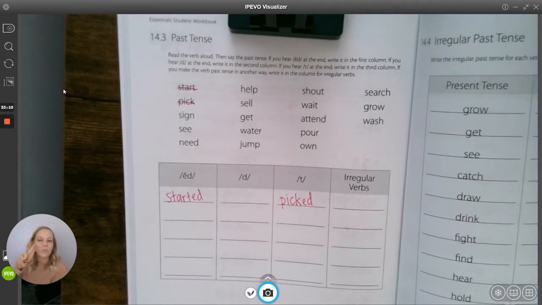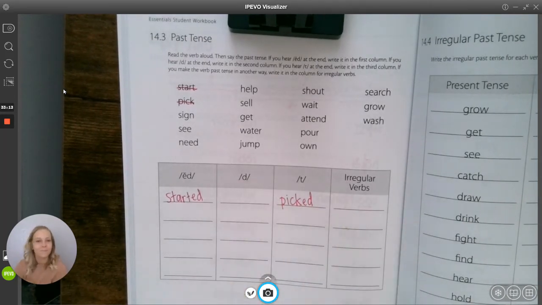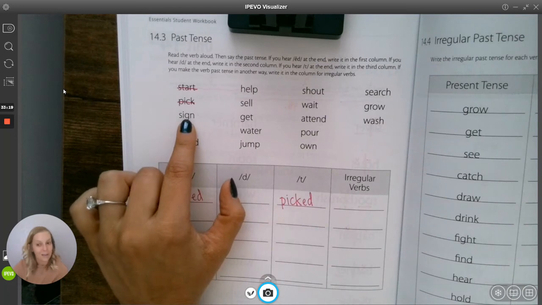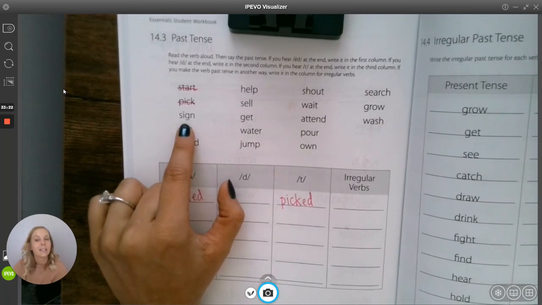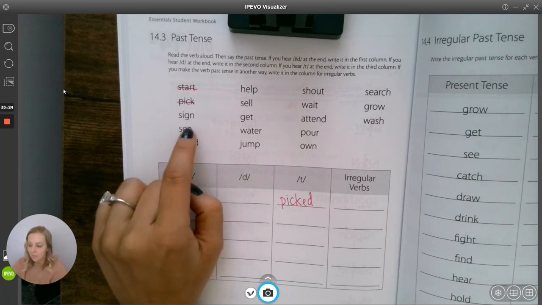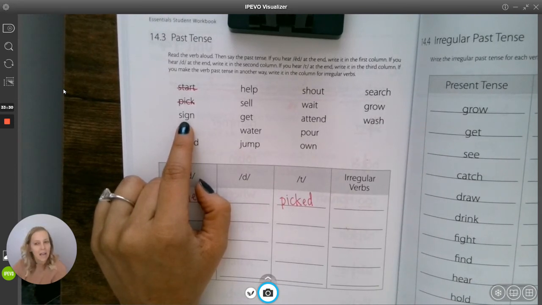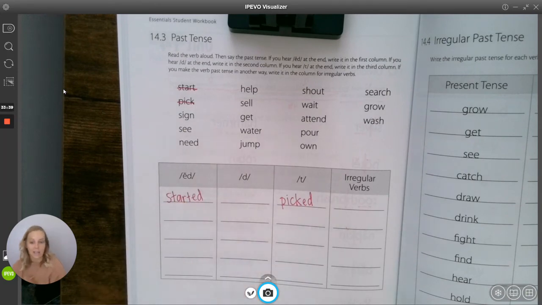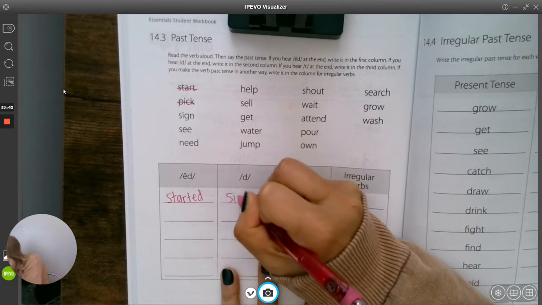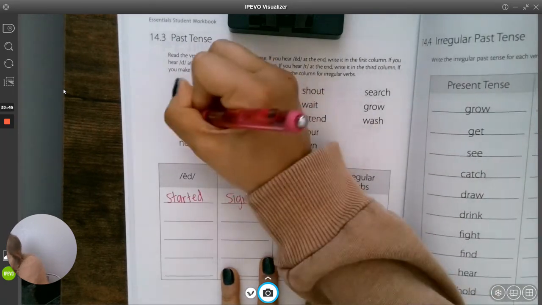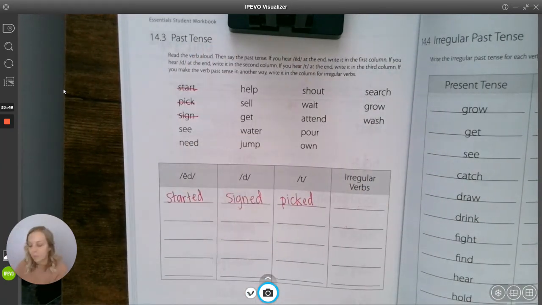Let's do two more together. We'll do one of each example for these columns. Hint, hint. Okay, so the next word is sign. How do we make it past tense? The word becomes signed. Good. So we add ed, d, t to make it past tense. And what sound is ed, d, t making in this past tense word? Signed. It's making the d sound. So we'll write it here. Good. Remember, they're all spelled the same. They're just making different sounds.